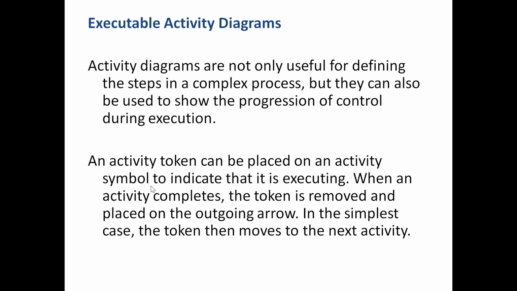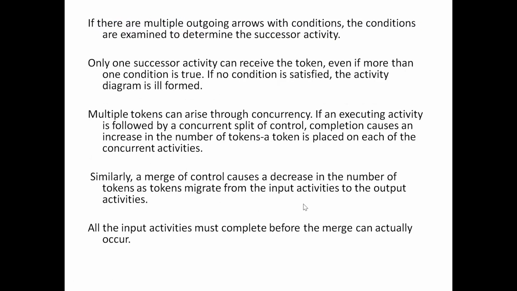So what you do there? An activity token can be placed on an activity symbol to indicate that it is executing. When an activity completes, the token is removed and placed on the outgoing arrow. In the simplest case, the token then moves to the next activity, right? So you have something like a token which is moving from one operation to the next to indicate what is the current operation in progress. So that is how you can make use of executable activity diagrams.